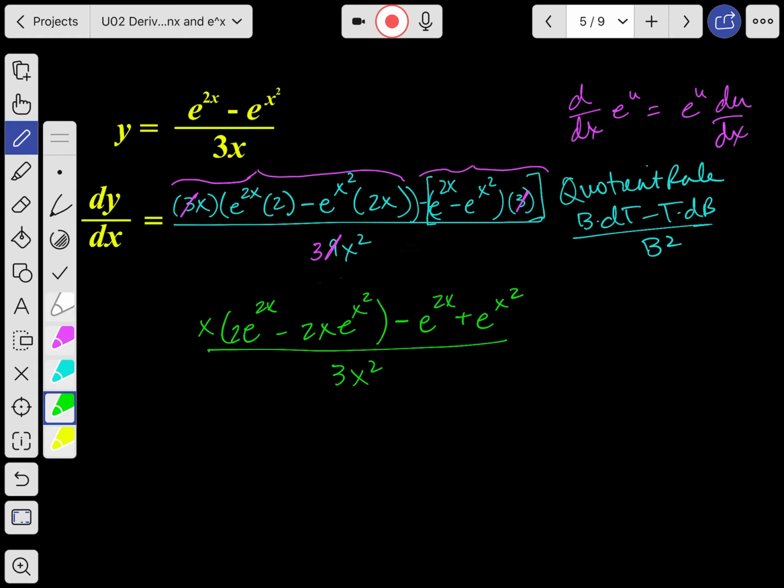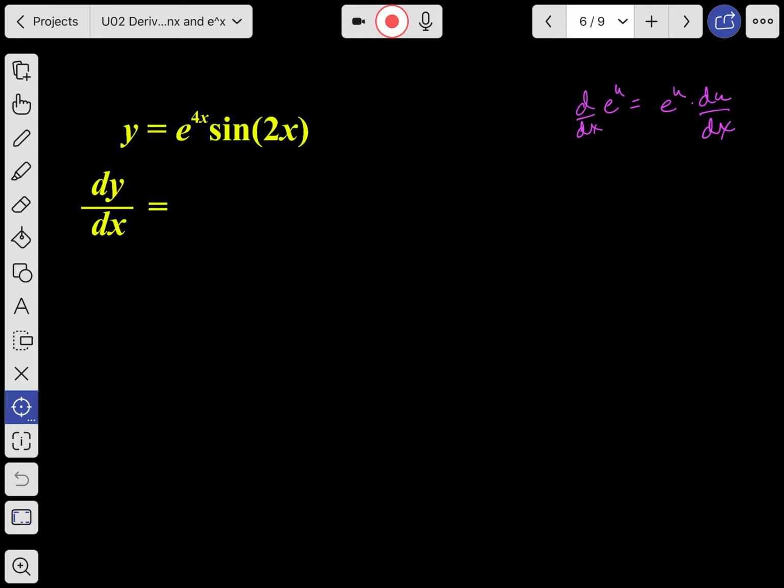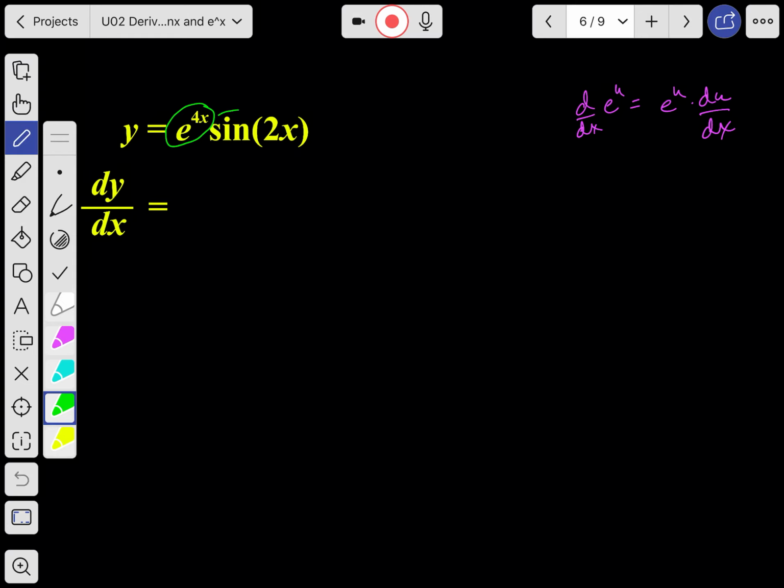I guess I could go ahead and distribute this x to both terms and maybe clear out one more set of parentheses, but I'm going to leave it just like that. All right, our next example, we have another e, an exponential function, but I also see a product rule right here. I've got two factors, this guy times this guy. So let's just make sure I remember the product rule. First times derivative of the second plus the second times derivative of the first.